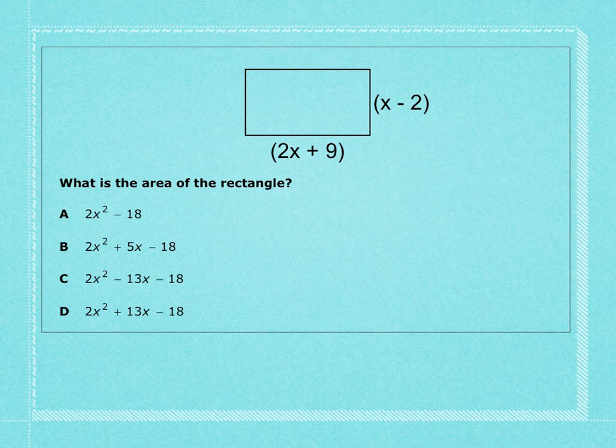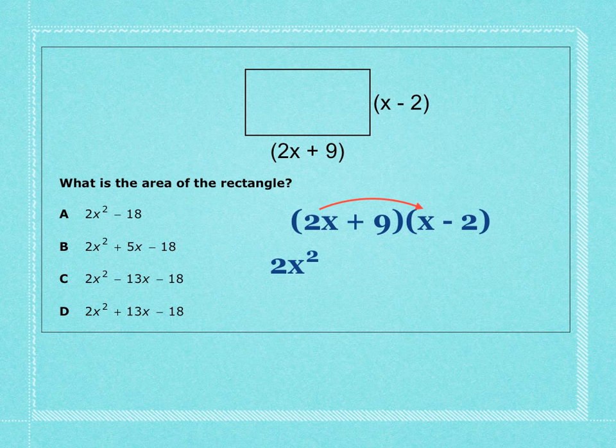This example says, what is the area of a rectangle? Remember, to find the area of a rectangle, you multiply length times width or base times height. And in this case, both of these measures are going to be binomials. So I'm going to have to multiply 2x plus 9 times x minus 2. FOIL method, F stands for first. The first terms in each binomial are 2x times x, which is 2x squared.